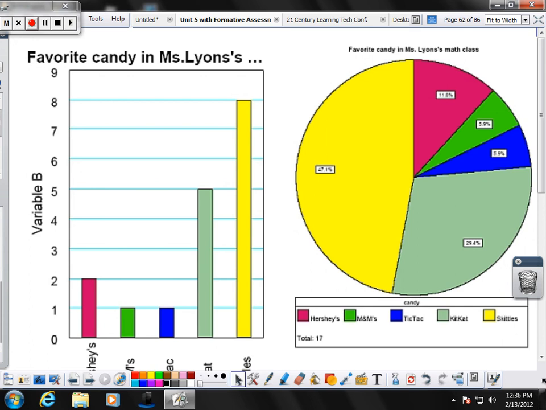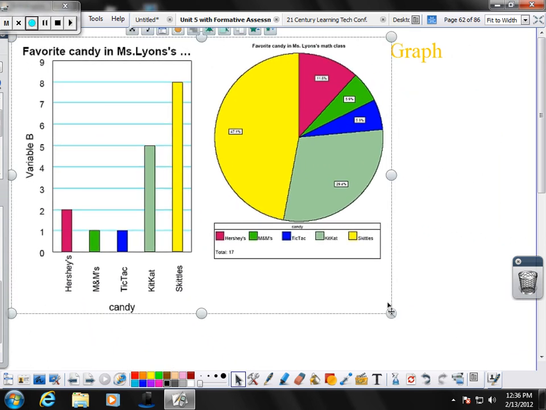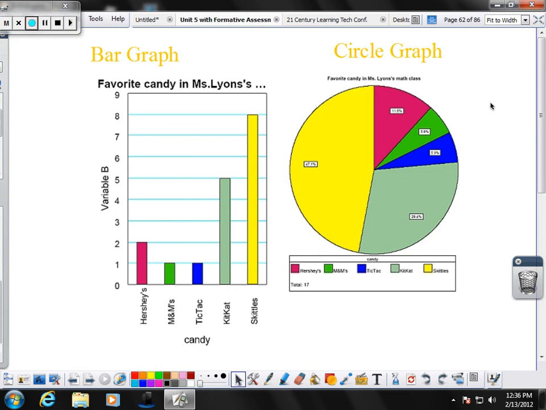But we're going to keep it fairly small so that we can compare the two. Essentially, what I have over here is my bar graph. I've got a title across the top, my y-axis labeled with numbers, and my x-axis labeled with candy. This tells me that 2 students liked Hershey's, 1 student liked M&M's, and 1 student liked Tic Tacs.